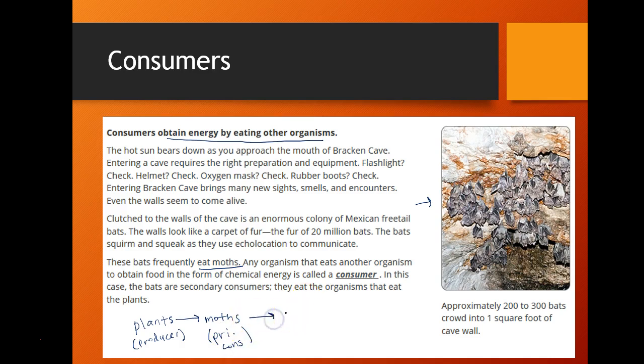And then we have bats, and bats are the ones that eat the moths. So moths are going to be transferring energy to the bats, and we call them secondary consumers because they are the ones that eat herbivores. So bats are called secondary consumers.